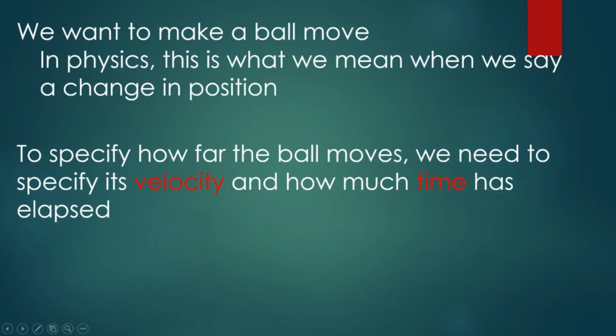Okay, so now we are going to make our ball move. We're going to expand on this a little bit. So in physics, when we say something is moving, what we really mean is that object is changing its position, right? So this can actually be put in as a loop. To talk about how far the ball moves, we need to specify its velocity and how much time has elapsed.